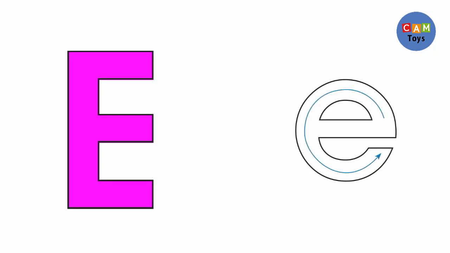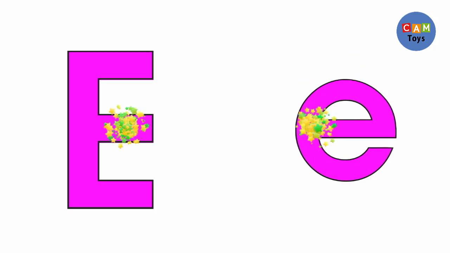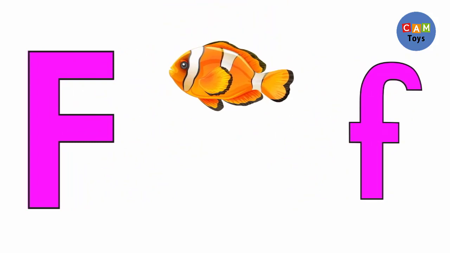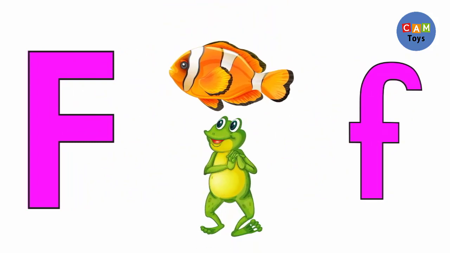E. E for elephant. E for egg. F. F for fish. F for frog. G.